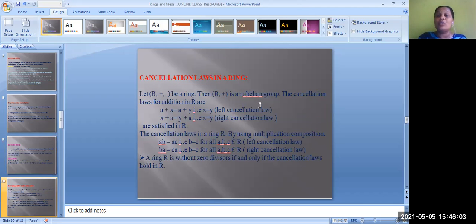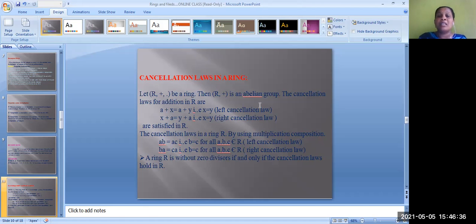Next, we are going to look at the cancellation law. In the cancellation law, we have 2 properties, left cancellation law and right cancellation law. First of all, we are going to discuss the definition of cancellation. Let (R, plus, dot) be a ring. See here we are taking 2 binary operators. Then (R, plus) is an abelian group. Then the cancellation law for addition in R. So first of all we are going to satisfy the cancellation law with addition.